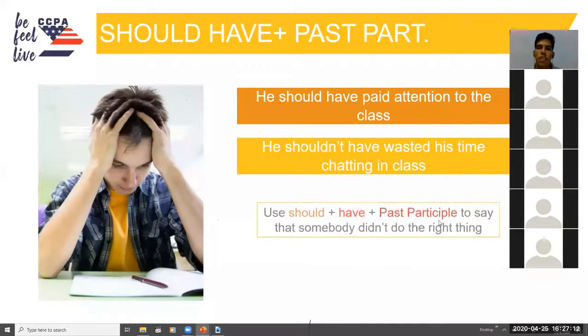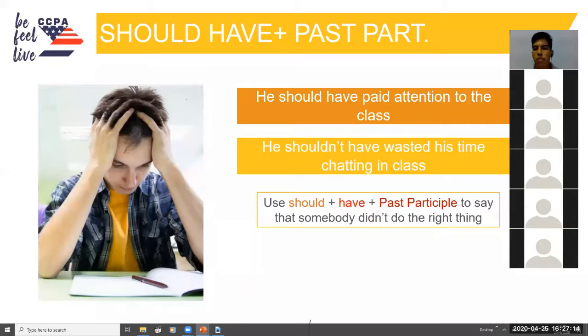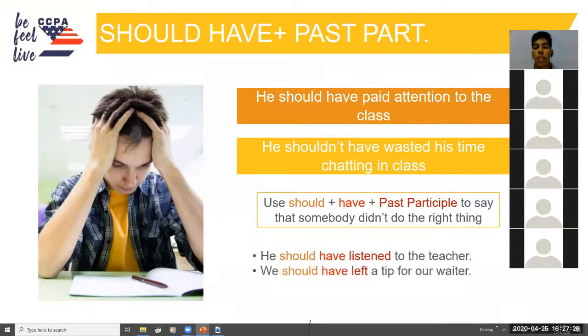Let's see. So we use should plus have plus past participle, or shouldn't plus have plus past participle, to say that somebody didn't do the right thing. More examples. He should have listened to the teacher. We should have left a tip for our waiter. Maybe we really enjoyed nice food in a restaurant and the waiter was really cool and we should have left it, but we didn't.